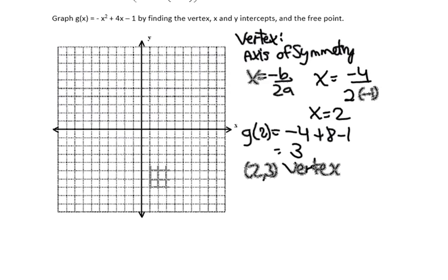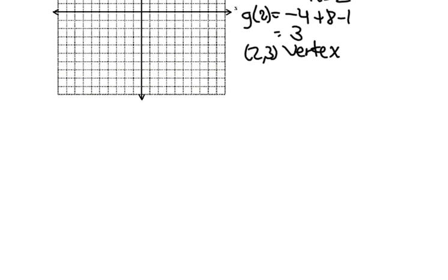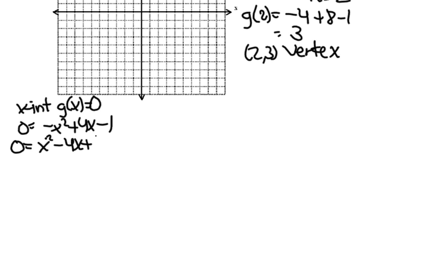Now I want to determine my x and y intercepts. Remember, for x-intercepts, we know g of x is 0, so I'm going to replace g of x with 0 and solve this quadratic equation. I'm going to divide by negative 1 to get rid of the negative as the leading coefficient. Clearly this is not factorable. There are no factors of 1 that add up to negative 4. So you have 2 options: the quadratic formula or completing the square. Since we're going to be doing a lot with completing the square in this video, I'm going to complete the square here.